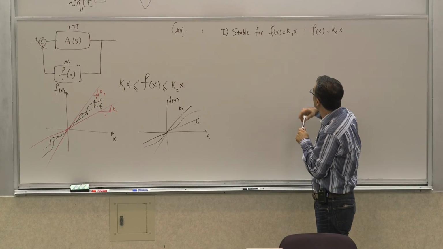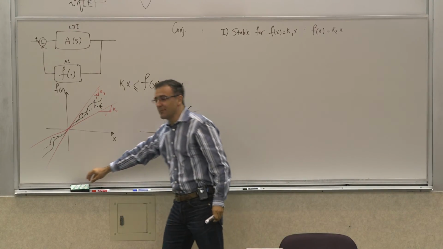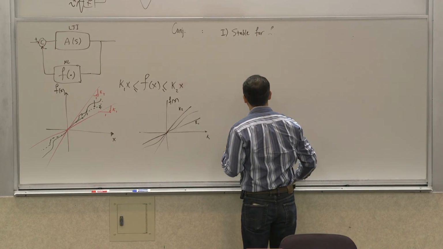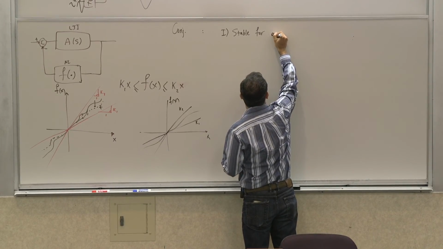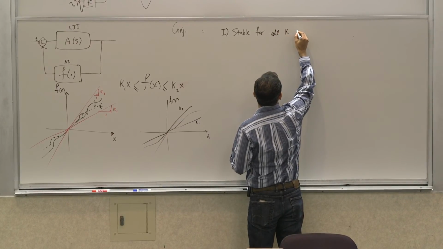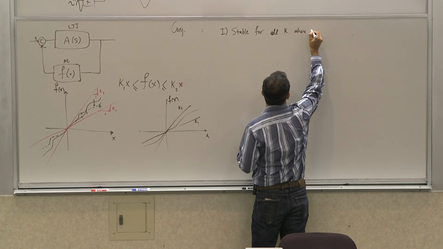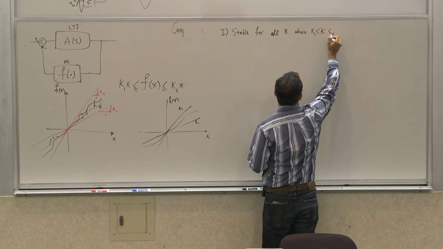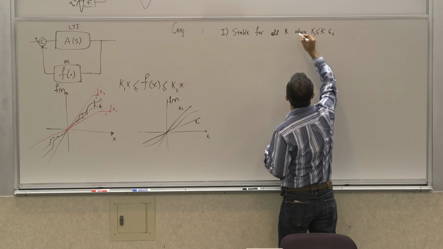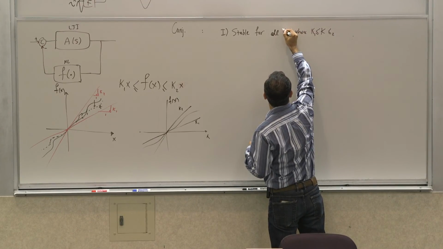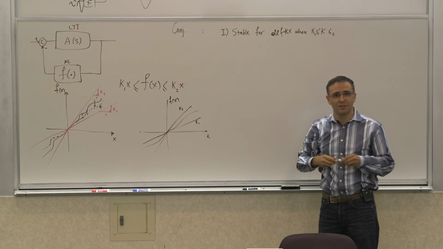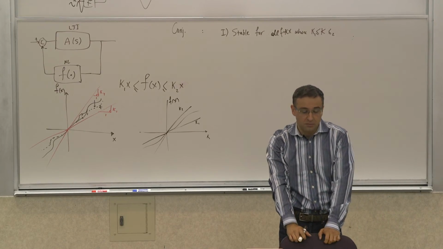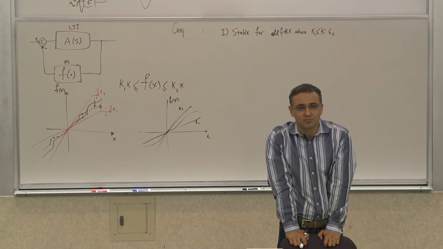So you can say, how about a modification to your guess: it's stable for all kx's where k is smaller than k1 and k2. So it's stable for all the slopes between. That's a conjecture. That's a reasonable conjecture.